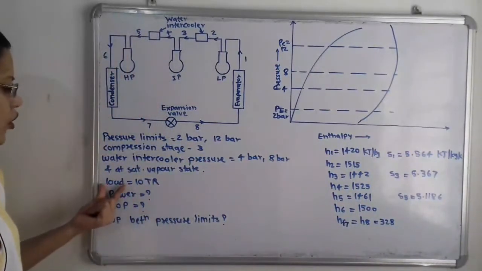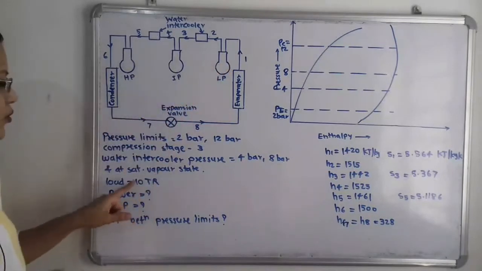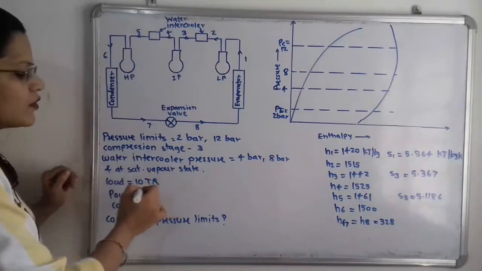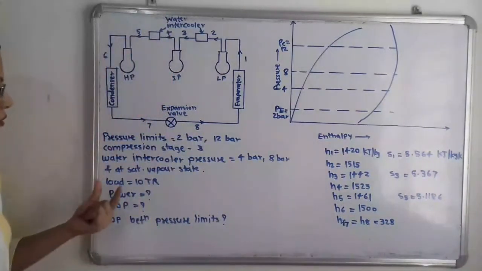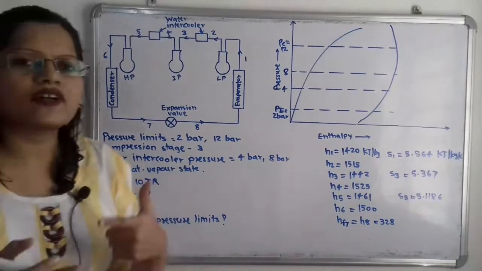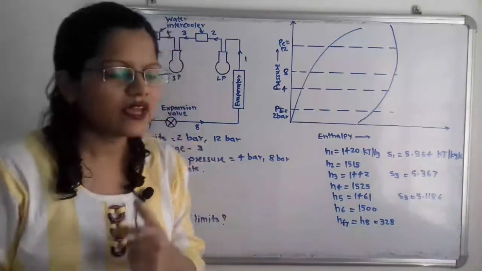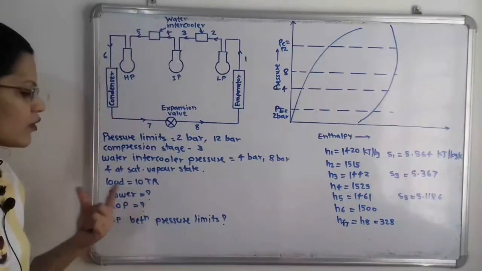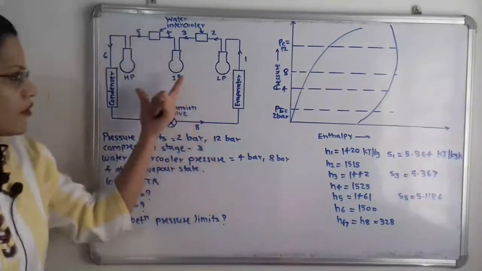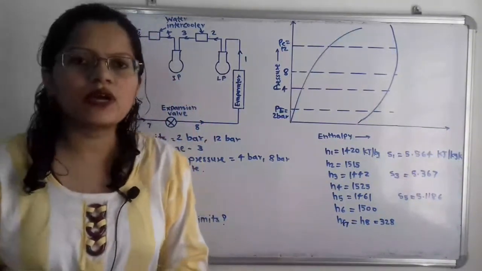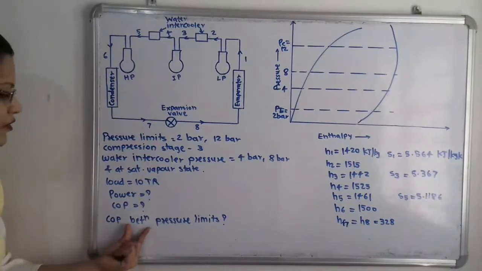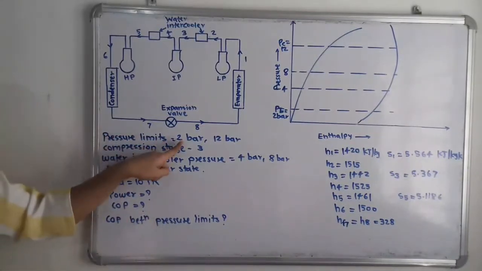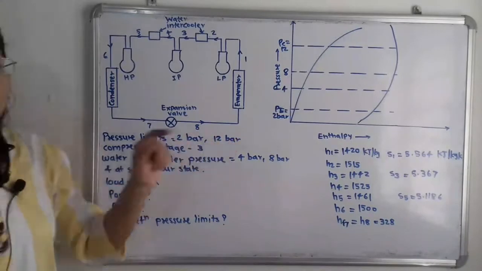Then the next is the load on the evaporator, that is Q. So we can say that Q is equal to 10 tons of refrigeration. And what do we have to find out? We have to find out the power required to drive the system, and we also have to calculate the coefficient of performance for this system. And we have to compare this coefficient of performance with the coefficient of performance when the system is working between these 2 pressure limits.